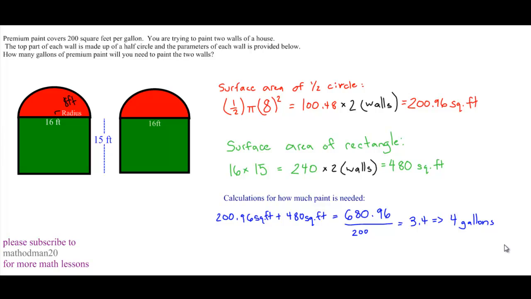The green parts is easy, which is finding the area of a rectangle. That's just 16 times 15, which equals 240, and since there's 2 of them, again I multiply it by 2 to make 480 square feet. The last step is to add up my total surface area, which equals 680.96, and in order to figure out how much premium paint I need, I'm just going to divide that by 200, and I get 3.4 gallons. I can't buy 3.4 gallons at Home Depot, so I have to round up to 4 gallons.